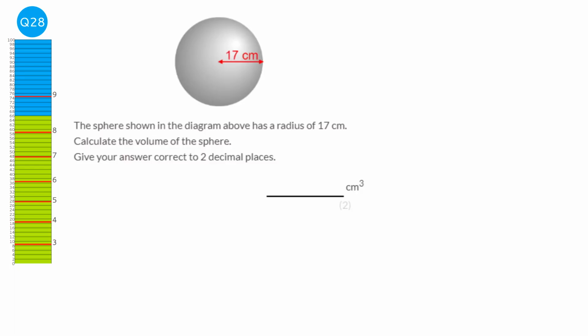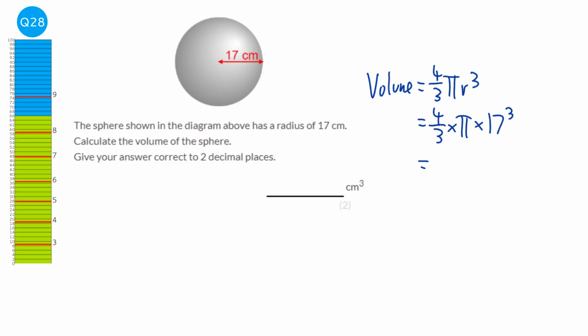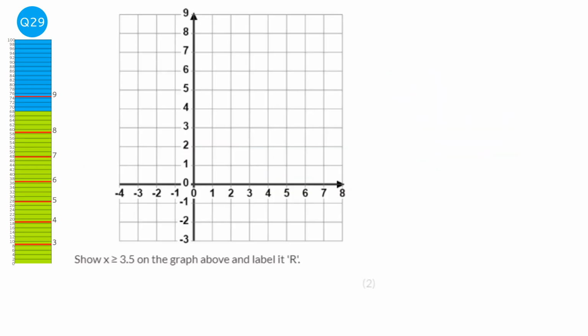The formula for the volume of a sphere is 4/3 pi r cubed. So we're going to do 4/3 times pi times the radius cubed, which is 17. And that gives us 20,579.526... So to two decimal places, that would be 20,579.53.